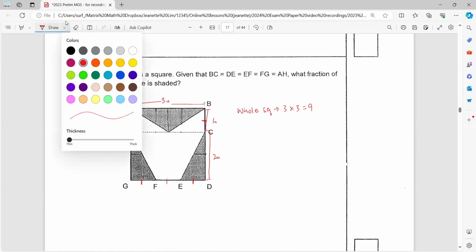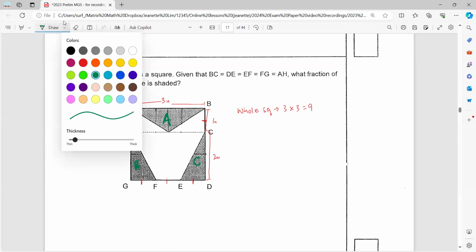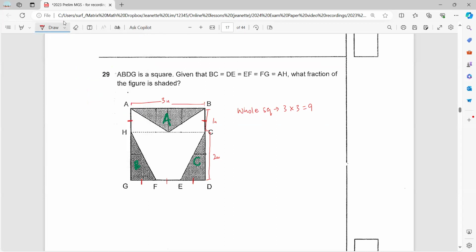Then let's call this A, B, C. So for A, half times 3 times 1. Base is 3, height is 1. Half times 3 times 1, which is 1.5. B is half times 1 times 2, which is 1. C is the same as B.